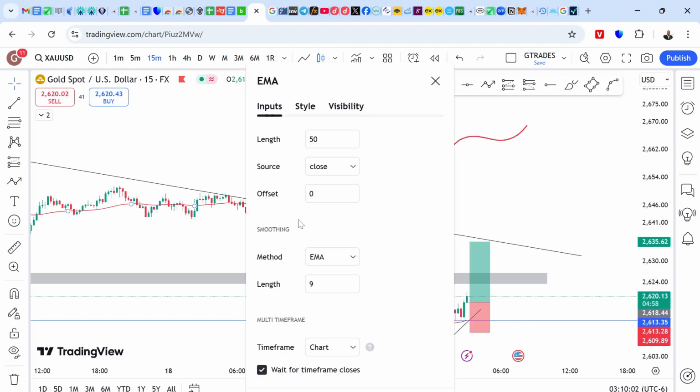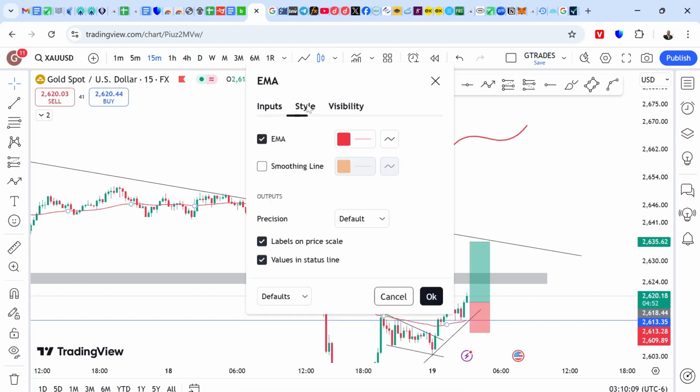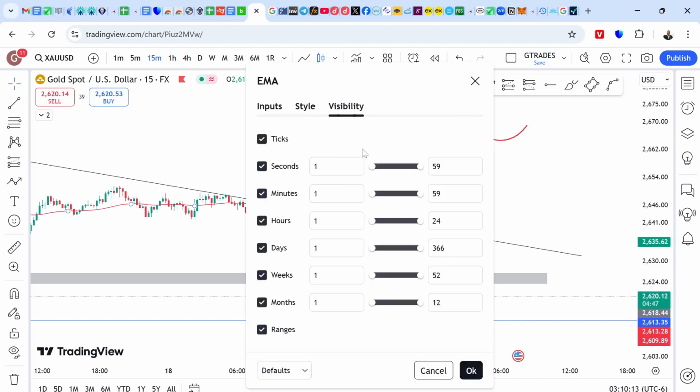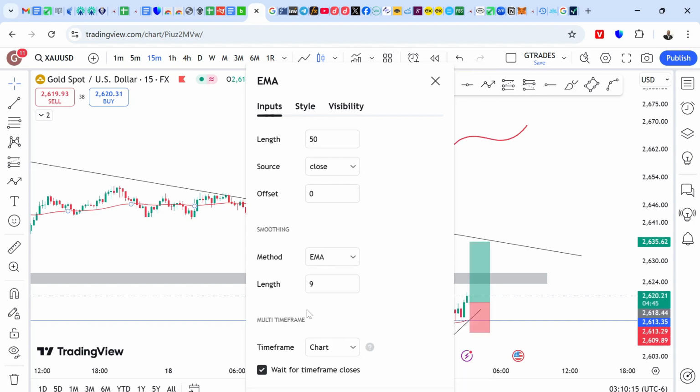If you look at the settings of my moving average, you will see 9 as the default, but I put it on 50. Then my style is red. That's the only thing I change. Then visibility is all time frames. The length can be 9, but the first length will be 50. And for the method, you can change it to SMA or EMA, but I put mine on EMA, which is exponential moving average. And that's the only thing I do.